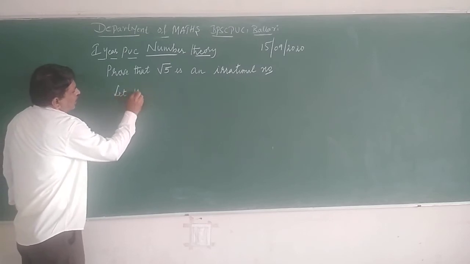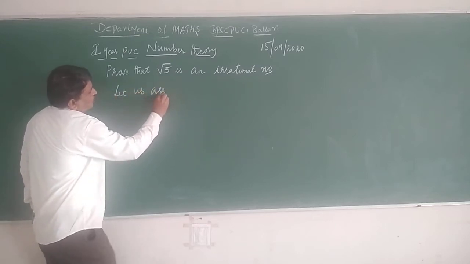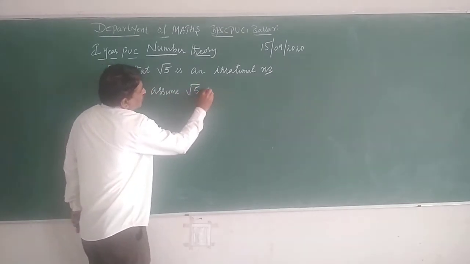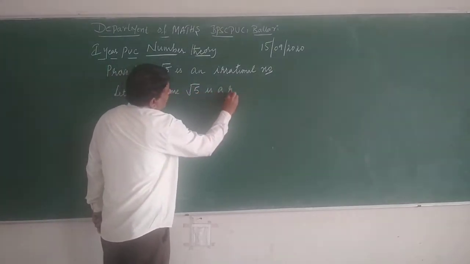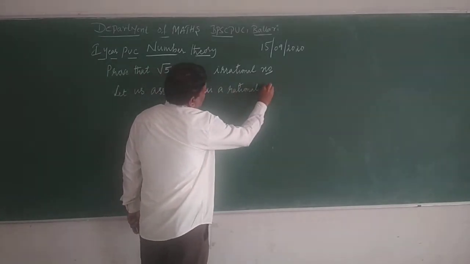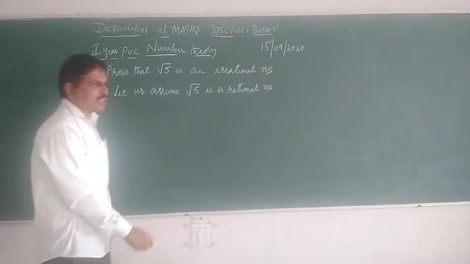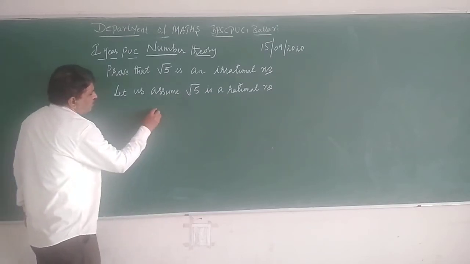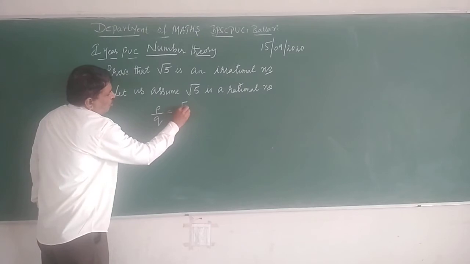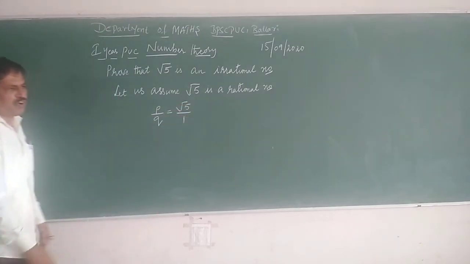Let us assume root 5 is a rational number. So root 5 is a rational number means what? It is nothing but p by q is equal to root 5, or root 5 can be written as root 5 by 1.